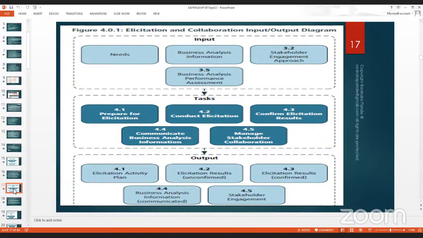Does anybody have any confusion in input, processing, and output in the elicitation and collaboration area? No, sir. We are good, right? Please do ask questions if you have any confusion. Discussion is always encouraged. Don't worry about the timeline. We might complete in 3 months, but we need to understand whatever we're learning from the root of it, so that we can include these activities even in our day-to-day life.